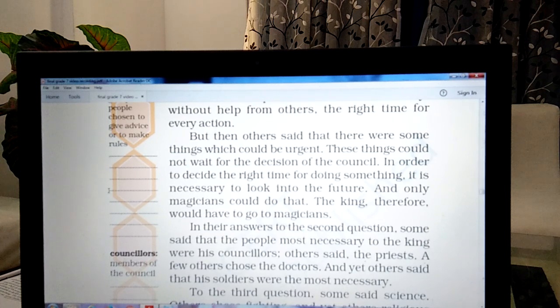And only magicians could do that. Surprisingly, how can magicians predict our future? The king therefore would have to go to magicians. Very strange suggestion, children. Huh?